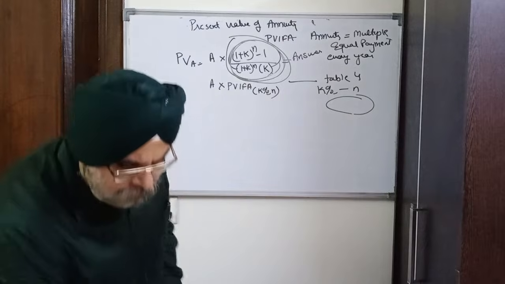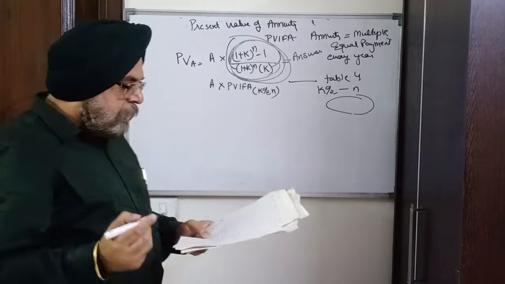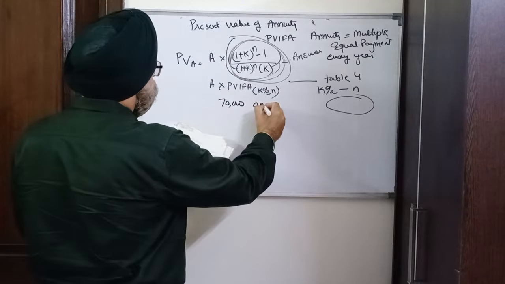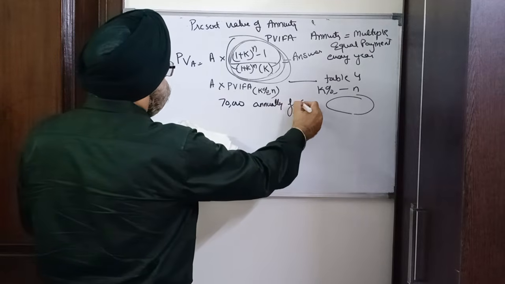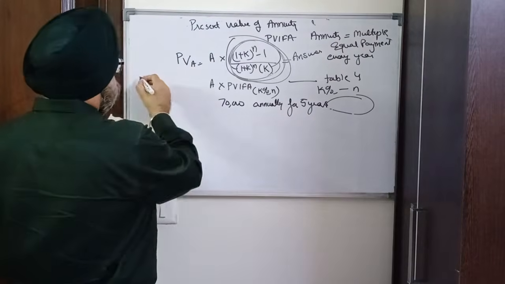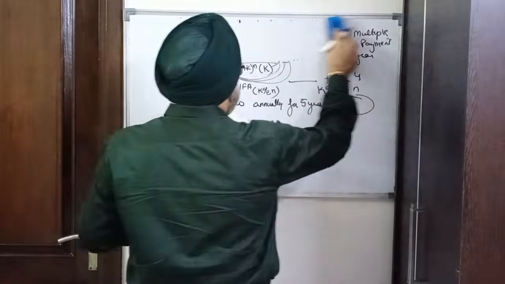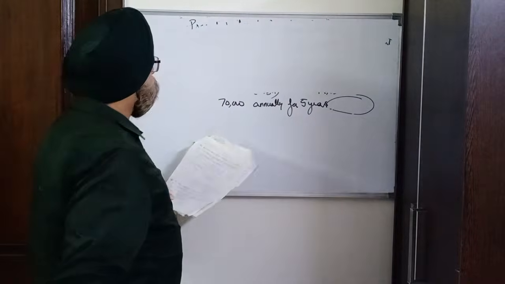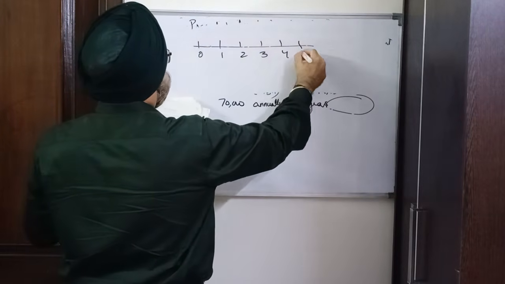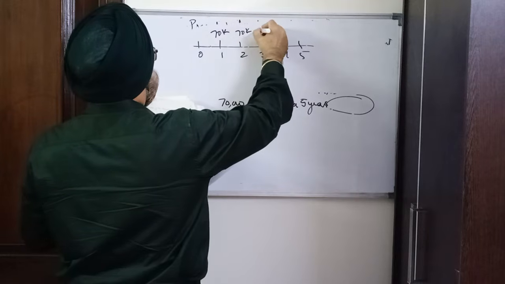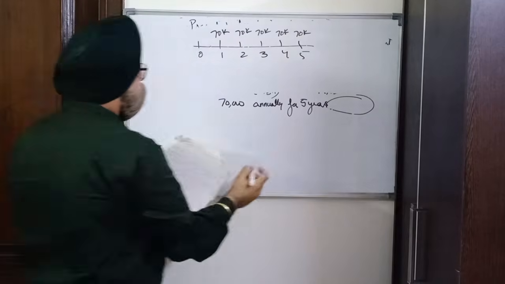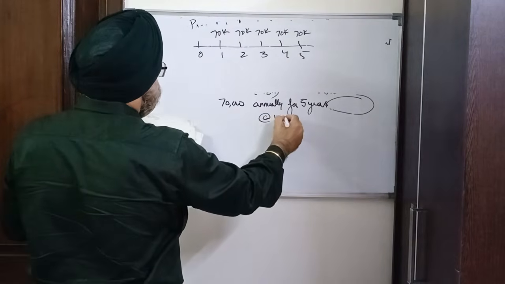Now please write down a question. Suppose Mr. Asif deposited 70,000 rupees annually for 5 years, and he deposits the money at the end of each year. At the end of each year, हर साल के एंड में वो पैसा जमा करा रहे हैं. Straight away, this is the case of annuity, equal payments. ठीक है ना? A rate of interest is given 10%.